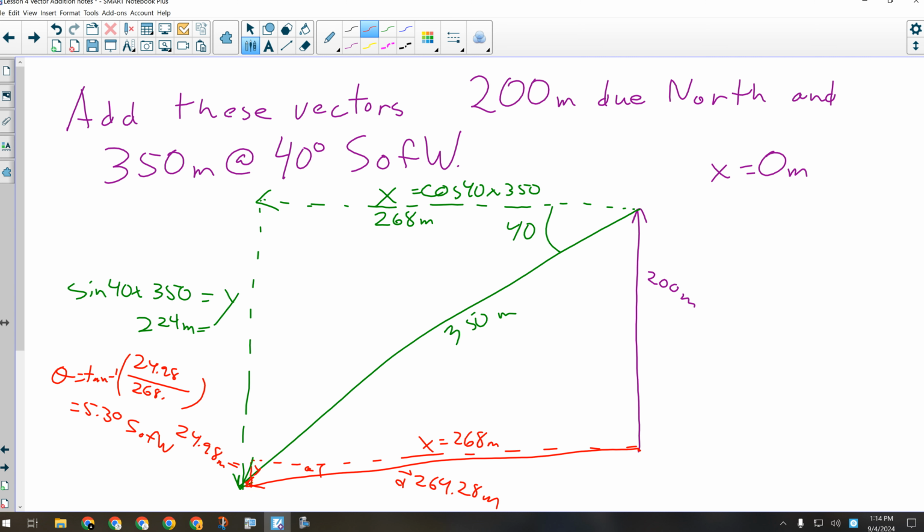Okay? If I drew the triangle the other way, right? If I drew the triangle like this, I'd be finding that giant angle, and it would be 85 degrees. Okay, and it would be west of south.